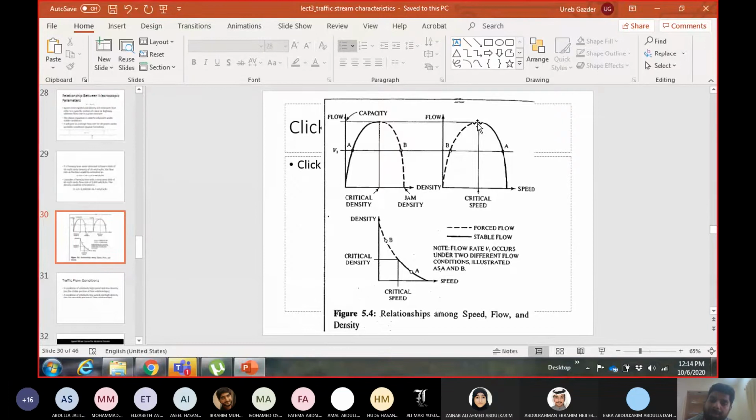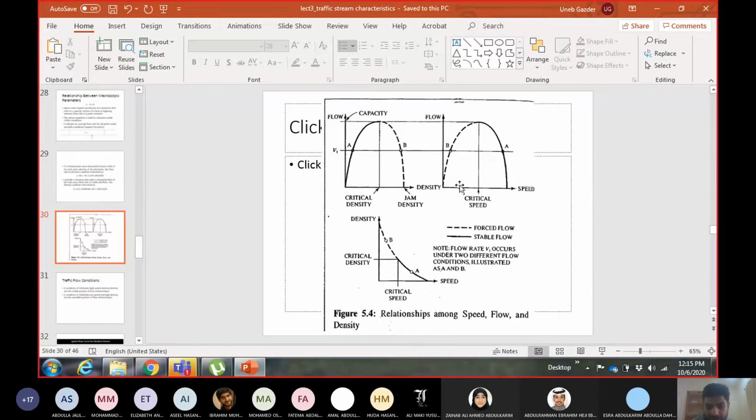And if more vehicles come on the road, then the flow will not increase, it will decrease. Why? Because of the traffic jam. Earlier the number of vehicles were equal to or less than the capacity, so they were moving. But now with the additional vehicles, meaning more than the capacity of the road, these vehicles will start forming traffic jam. So after the capacity point, flow will also start to reduce.